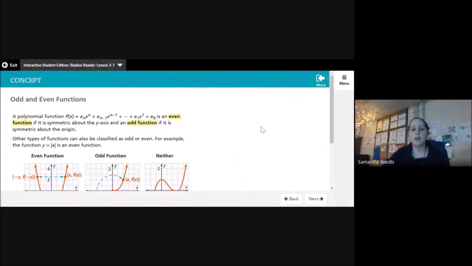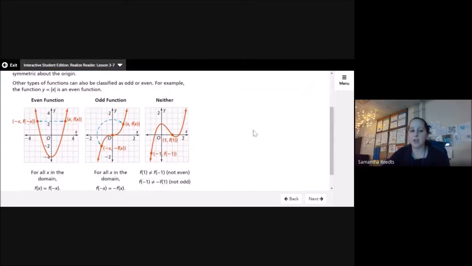All right, so concept, odd and even functions. A polynomial function p of x equals a sub n x to the nth plus a sub n minus 1 times x to the n minus 1 plus continued a sub 1 x to the first power plus a sub naught is an even function if it is symmetric about the y-axis, and an odd function if it is symmetric about the origin. Other types of functions can also be classified as odd or even. So for example, the function y equals the absolute value of x is an even function.